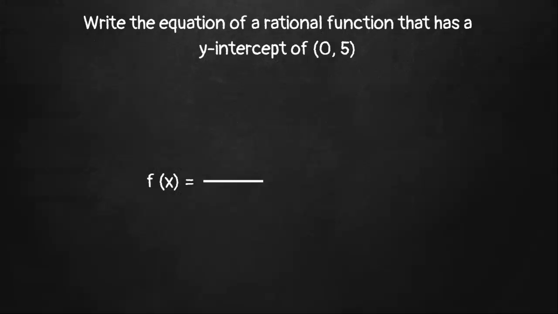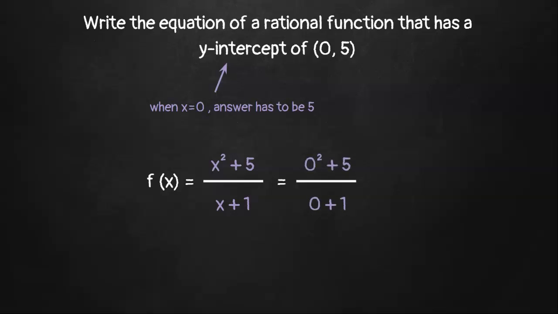In this function, we want a y-intercept of 5. So we think about a y-intercept: when my x equals 0, then my answer has to be 5. So if I plug in 0 for x, that overall answer is going to simplify to 5. So you could have x squared plus 5 over x plus 1. Then when I plug in 0 for x and simplify, I would get 5 over 1. Again, any combination. If you don't want to have those exponents there, that would be fine too. But remember, my overall answer would have to get me 5.